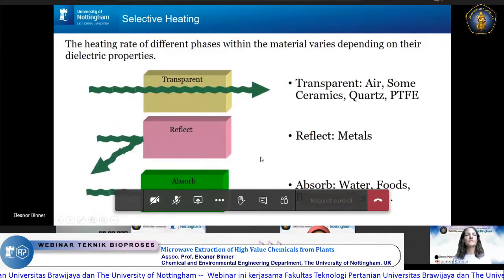Now, selective heating: the heating rate of different phases within the material varies depending on their dielectric properties.